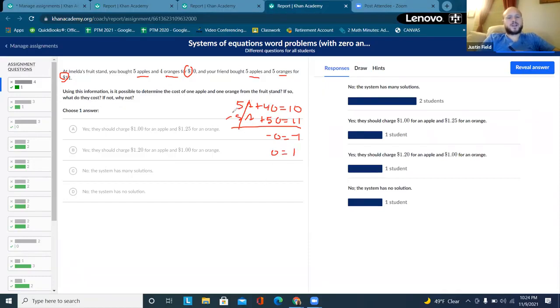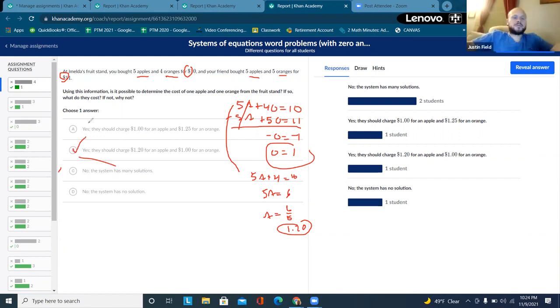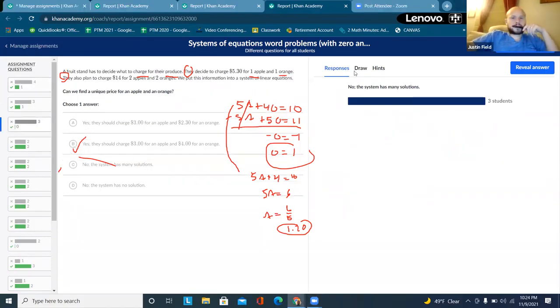That's $4. So then if I just substitute in 5a plus 4 times 1 is 4 equals 10. 5a equals 6. A equals 6 over 5, which is 1.2. So an apple is $1.20 and an orange is $1. Isn't that good? So sometimes it works out, sometimes it will not work out. Look at this. This is bad. Oh, look. Is that the right answer? No, it has no solution. Oh, we better do this one.